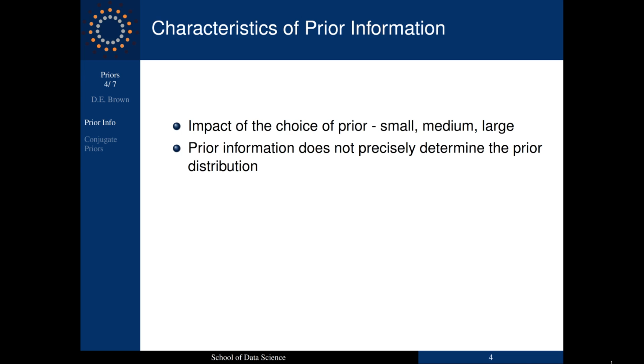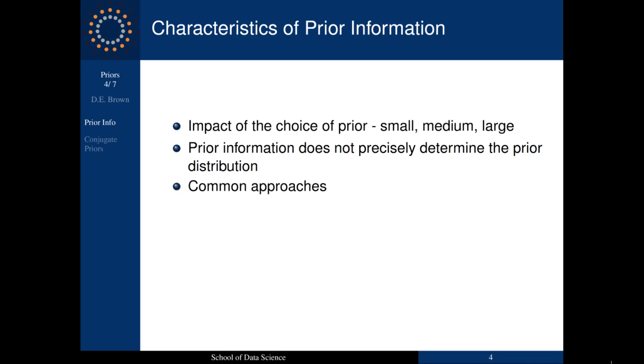It's also important to note that there's typically a lot more information available to us than we can specifically put into a prior distribution. So technically, we'd say that prior information does not precisely determine the prior distribution. What we try to get in a prior distribution is an approximation to what we know about the problem that we can use for problem solving. But there may be more information that we just are not able to directly bring to bear on the problem.